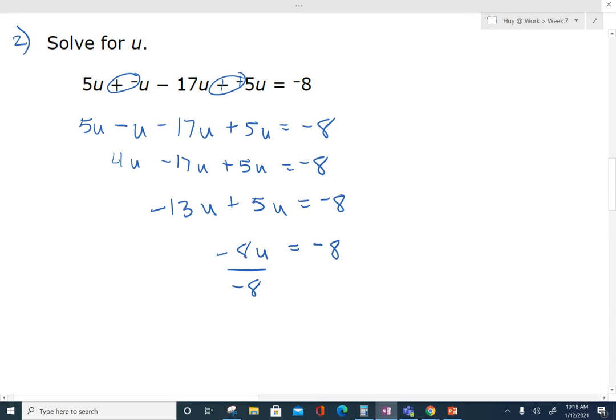Divide both sides by -8, and so u equals 1. -8 divided by -8 is 1.